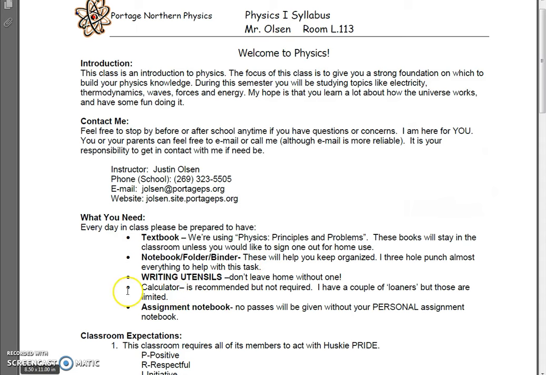Also, a calculator is very handy. I strongly suggest just a little TI 30X solar calculator. They're $8. Very cheap, but very good.